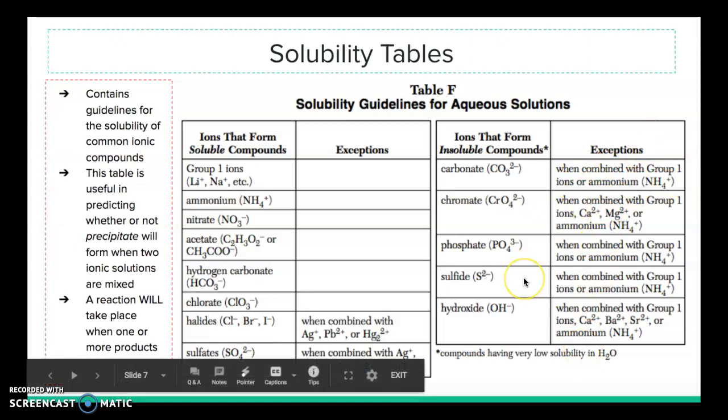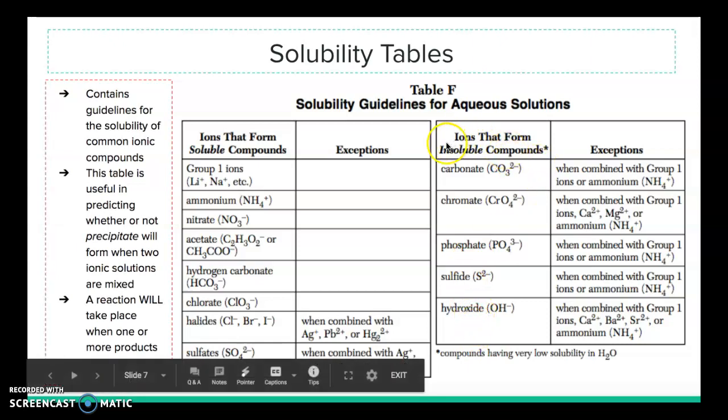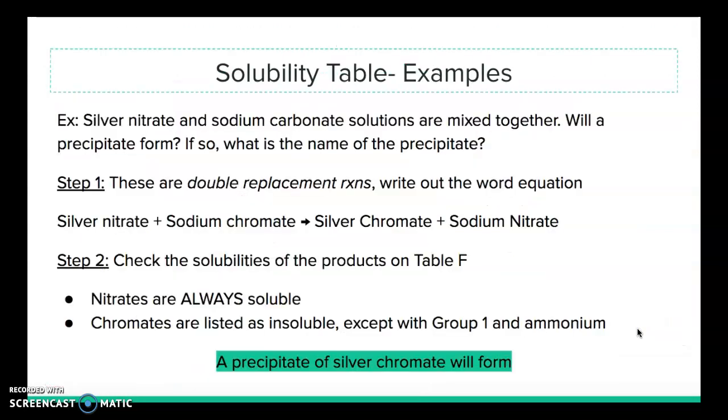Same goes for over here, same way we're reading this. So carbonates, chromates, phosphates, sulfides, and hydroxides are typically insoluble except when combined with the following that are listed next to them. So that's how you read table F. So some examples to follow.